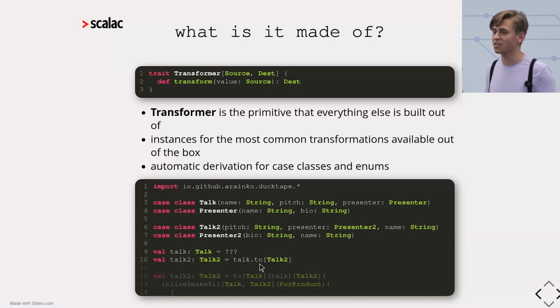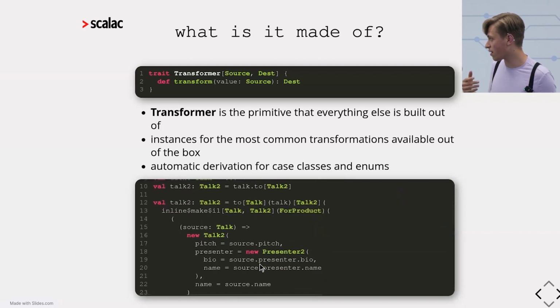And what is the to method? It's an extension method that is brought in from ducktape. What it basically does is it materializes a transformer between those two types, so between Tag and Tag2, and then immediately applies it, giving you the transformation, right? And the code that gets generated underneath looks like this. So there's no magic going on here. It's just a primary constructor invocation on the destination type with all of the fields basically written over from the source type. And there's also support for nested transformations, which are also not wrapped in other transformers. They're unwrapped at compile time basically.